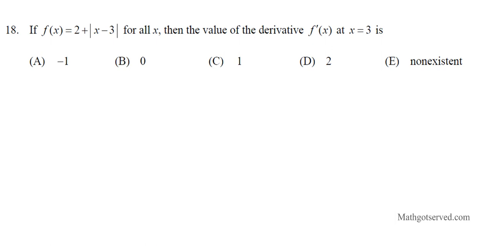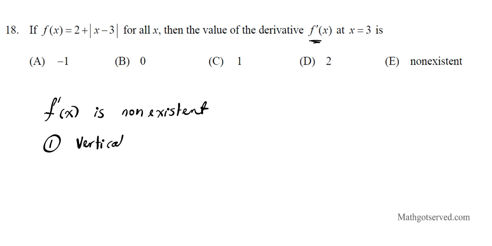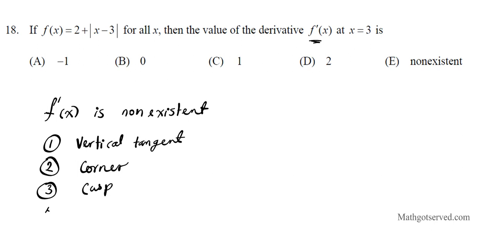when does the derivative fail to exist? There are 4 cases where the derivative fails to exist. So, f prime of x is non-existent when you have, 1, a vertical tangent, or 2, if you have a corner, or 3, if you have a cusp, or if you have, number 4, no tangent. Okay, like if you have a discontinuity of some sort.